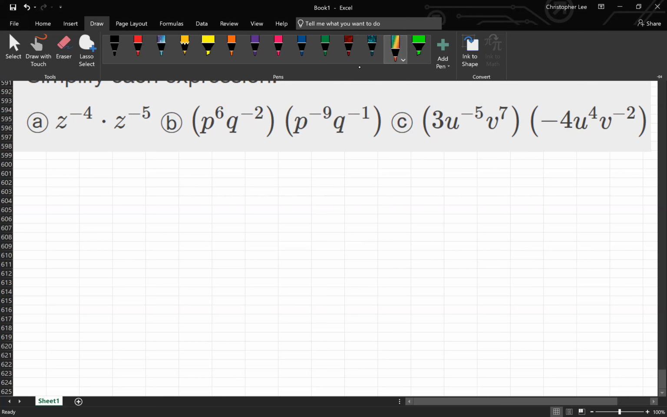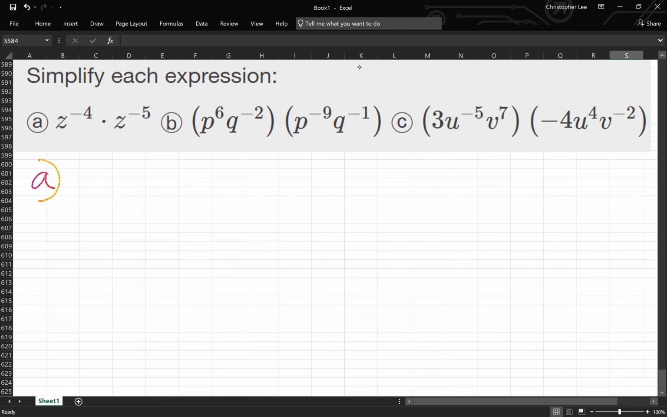All right, let's look at A. So I have z to the negative 4 times z to the negative 5. What do I do? Add them, very good. So it becomes z to the negative 4 plus negative 5. Which gives me z to the negative, what's that, 9? Right? But remember though, it's illegal for you to have negative exponents, so I'm gonna flip it. It's gonna become what? 1 over z to the 9 power. Questions on that? Oh, awesome.